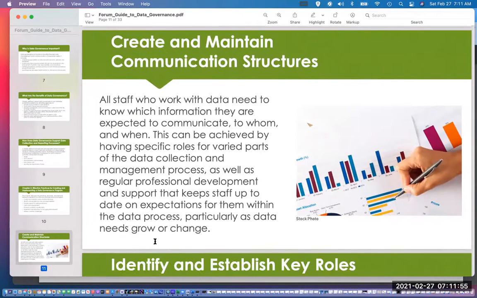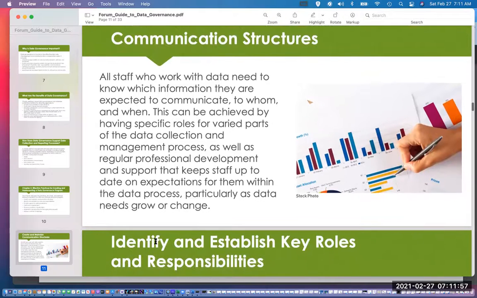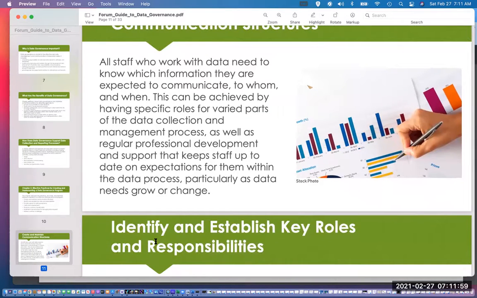Create and maintain communication structures. All staff who work with data need to know which information they are expected to communicate, to whom, and when. This can be achieved by having specific roles for varied parts of the data collection and management process, as well as regular professional development and support that keeps staff up to date on expectations for them within the data process, particularly as data needs grow or change.